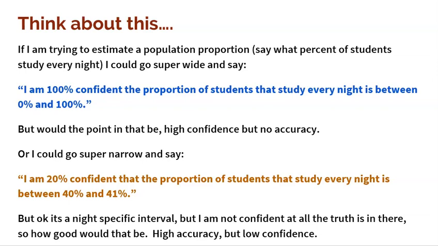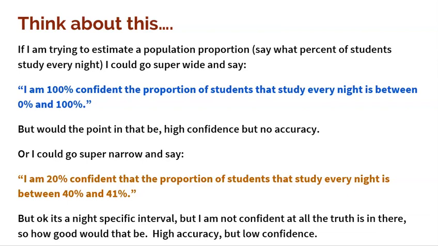I could go super wide and I could say, listen, I am 100% confident that the proportion of students that study every night is somewhere between 0 and 100%. But what would the point in that be? Yeah, I have high confidence, but I have no accuracy. Duh, any proportion is between 0 and 100%. So yeah, great, you're 100% confident, but that's a huge wide interval that doesn't give me any idea what the true proportion of kids that study every night is.